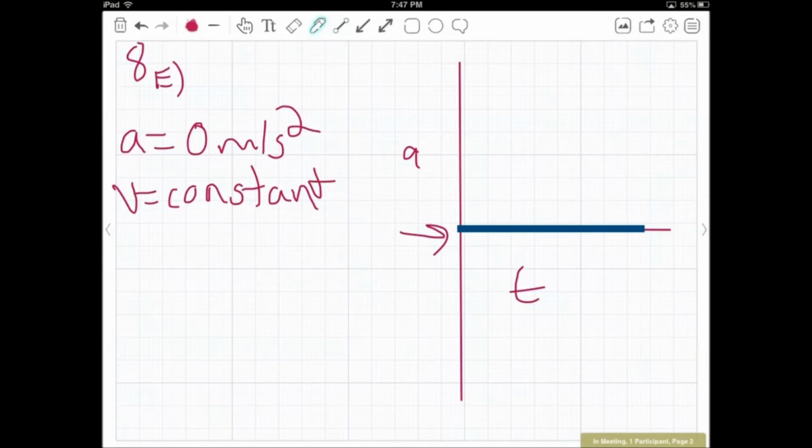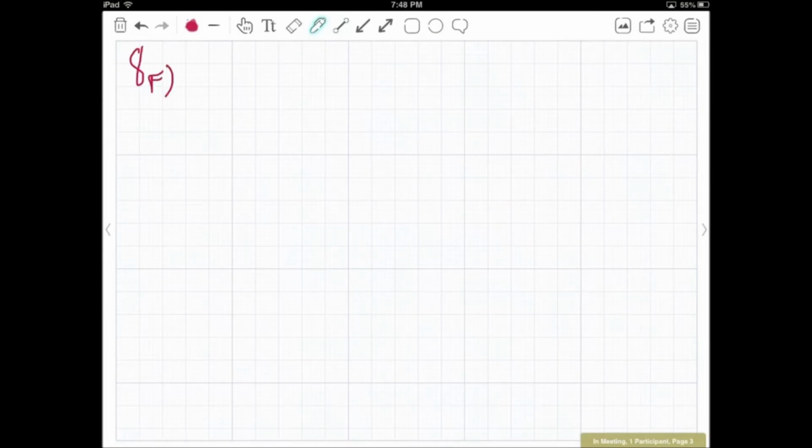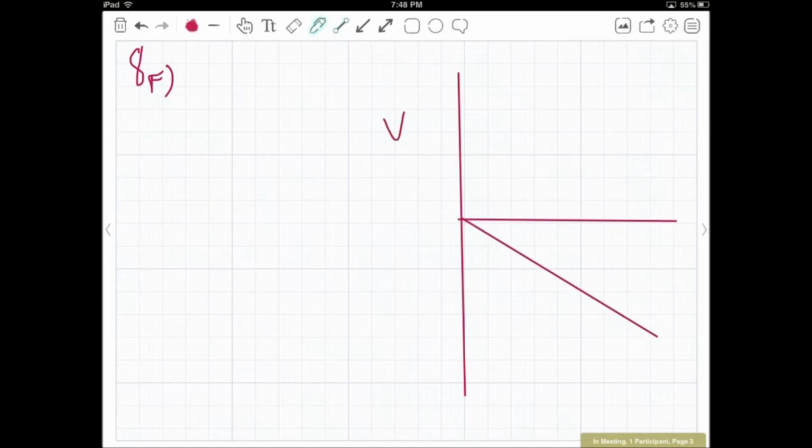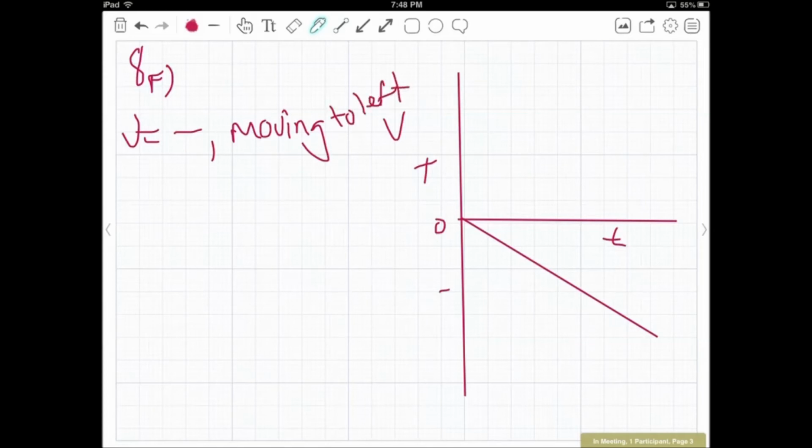Alright, moving on to 8F. Alright, 8F. This graph is a velocity time graph. This is a good one. That looks like this. A lot of things we can tell from this graph. One, we can say that the velocity is negative and it's moving to the left because it's in this part of the graph where the negative velocities are. Negative velocities point to the left.